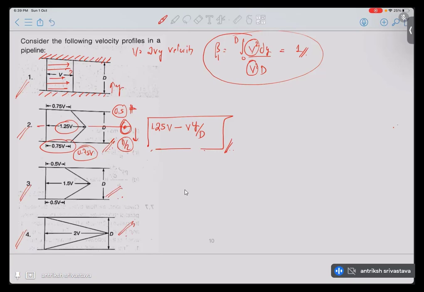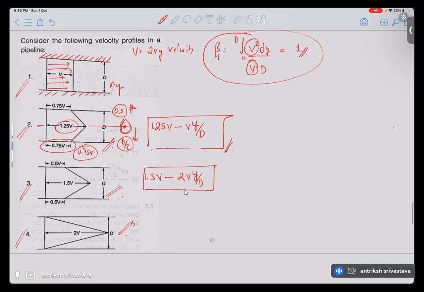Okay, so let me write the expression. We have 1.5v minus 2v y by d, and we have 2v minus 4 y by d into v. This is the expression. Are you all getting this?